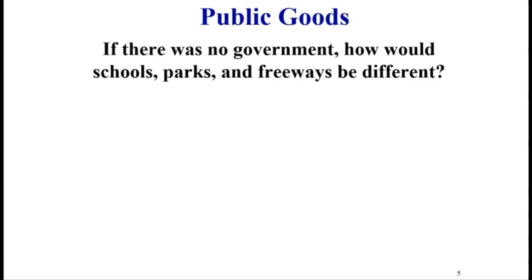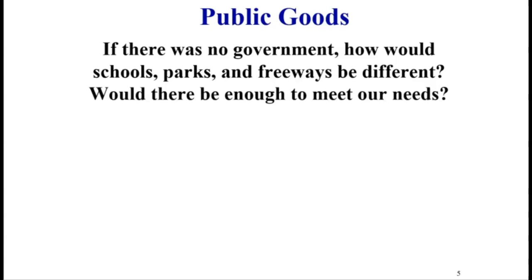If we didn't have a government, certainly there'd still be schools, but they'd all have to be private schools. Would everybody get to go? How expensive would they be? How good would the education be? How good would everybody's education in general in the country be? Well, probably not quite as good. Would there be as many parks? Probably not. Would you have interstate highways and freeways? Unlikely. So essentially, for public goods, if there's not a government, there wouldn't be enough to meet everybody's needs.